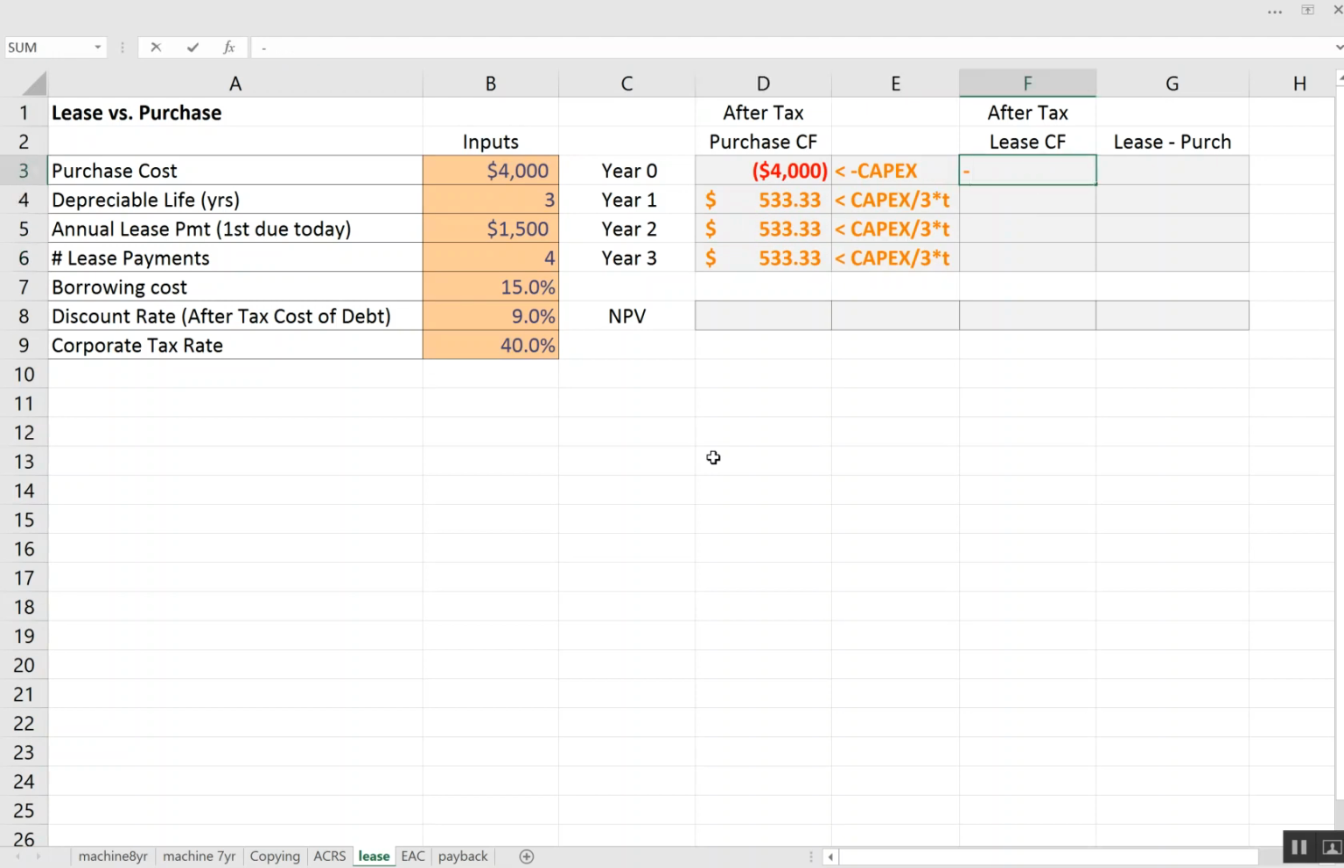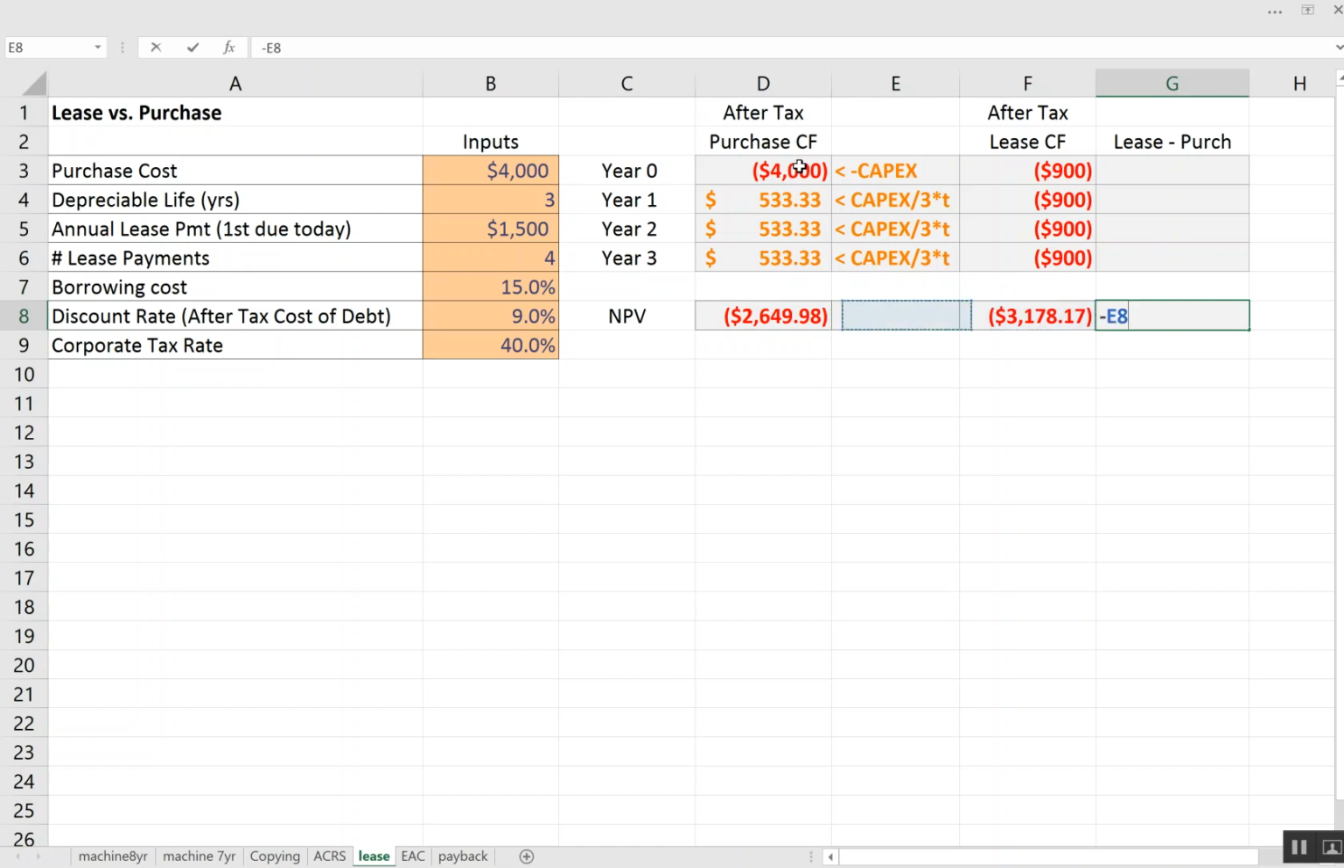Now, if I lease it, the lease today is $1,500 times 1 minus the tax rate to get the tax shield. So my after-tax lease expense is $900. So these are my cash flows. And then I can calculate an NPV. After-tax cost of debt, I'll anchor that, comma, cash flows 1 through 3. Add the initial cash flow. So the NPV, if I purchase it, is $2,600. The NPV, if I lease it, is $3,178.